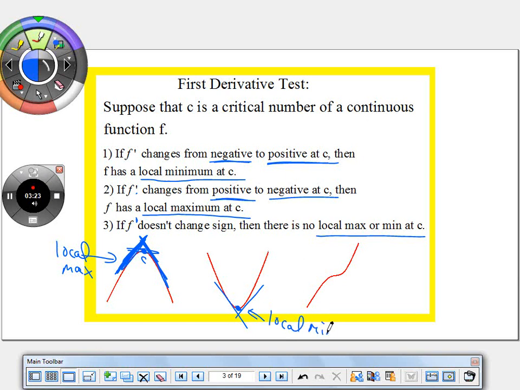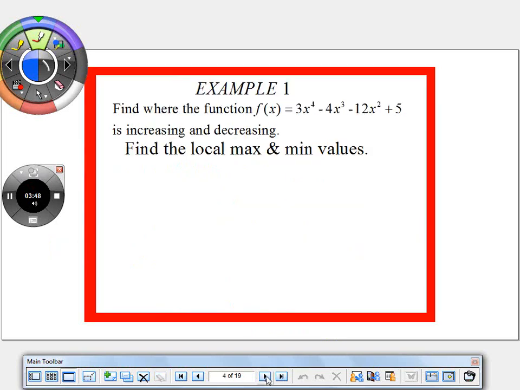Okay? It is possible to have a critical number where the first derivative, so the slope of the tangent line here, does equal 0, but there isn't a sign change, because the first derivative is positive the whole time, and then it's still positive. So we don't have a sign change, so there's not a local max or min at that particular critical number. Okay? So this is the most important test, the first derivative test.